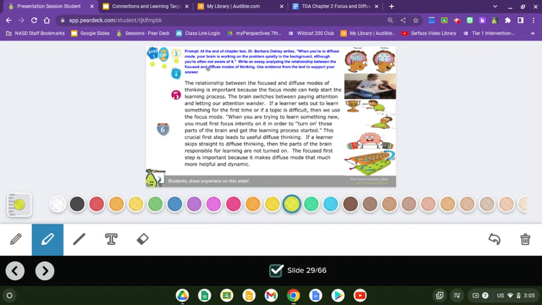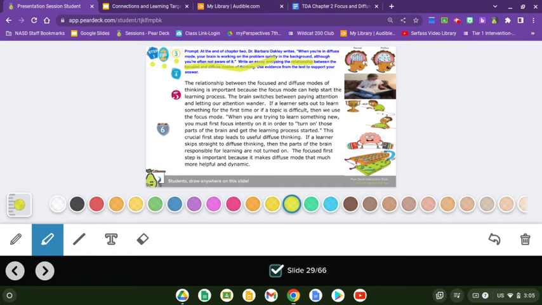At the end of chapter 2, Dr. Barbara Oakley writes, when you're in diffuse mode, your brain is working on the problem quietly in the background, although you're not aware of it. Write an essay analyzing the relationship, I'm going to highlight that again, between the focused and diffuse modes of thinking. I'm going to highlight that whole part.